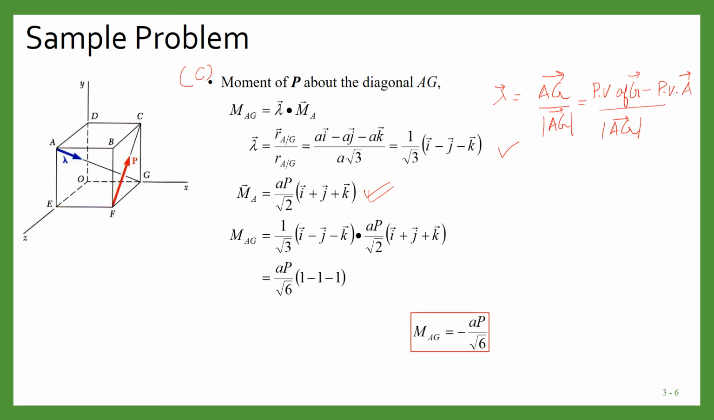Then you will need to simply take the dot product, where i dot i and j dot j and k dot k will be 1, while i dot j is equal to 0, j dot k will be 0 and i dot k is also 0. So by using the same rule, we will get this answer, that is M_AG will be equals to minus aP under root 6.